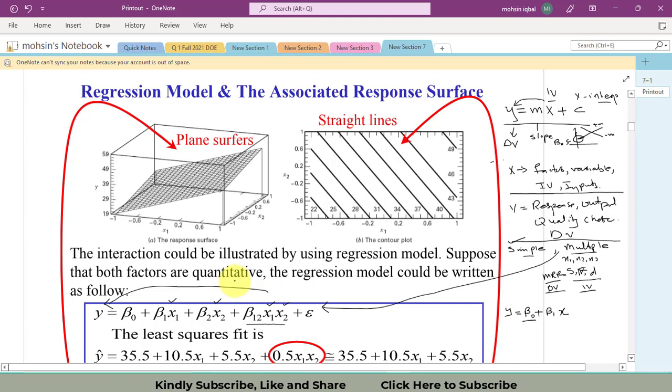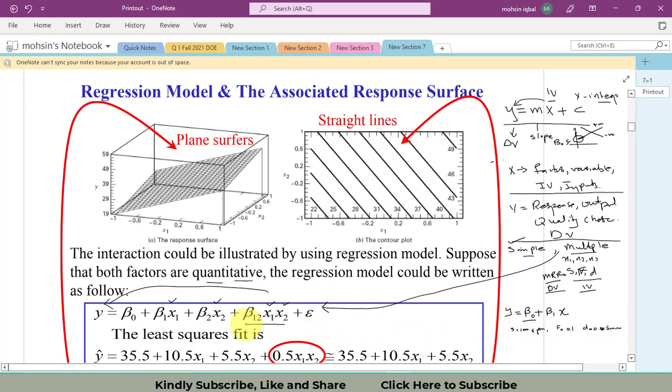Quantitative means that they have numeric values. You say that the speed has a value of 1000 rpm. Okay, feed you can say 0.1. Okay, depth of cut you can say it will be 0.05 mm. So like this, these factors are quantitative.